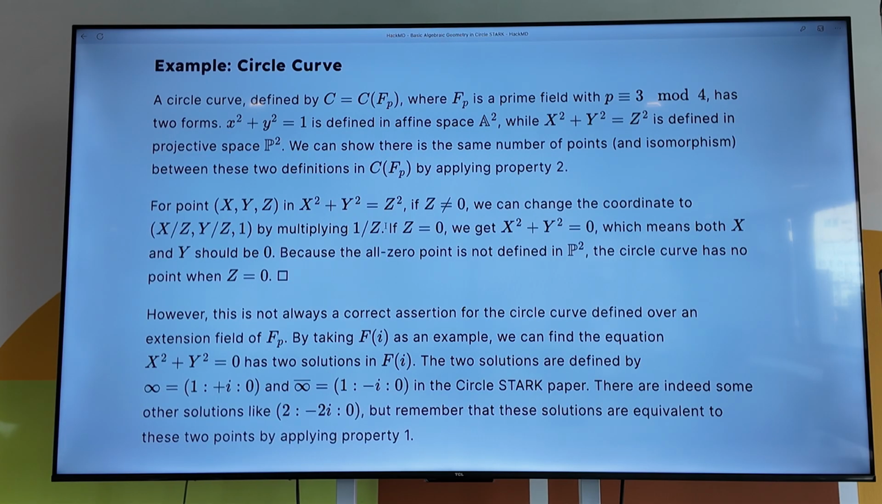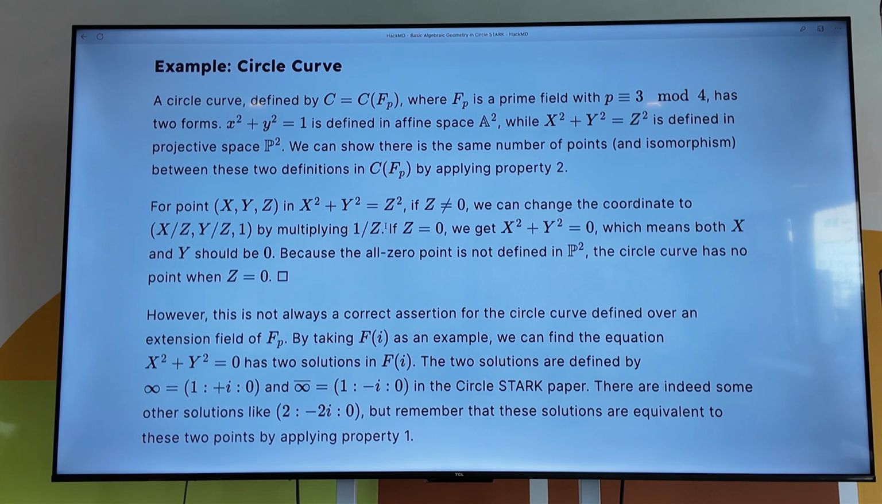And we have an example of these two spaces, and people love examples. For a circle curve we have two forms of representation. The first form is x squared plus 2y squared is equal to 1. It's obviously defined in affine space, because we don't have a non-homogeneous polynomial in projective space. Another form of the circle curve is x squared plus y squared is equal to z squared. It's defined in projective space.